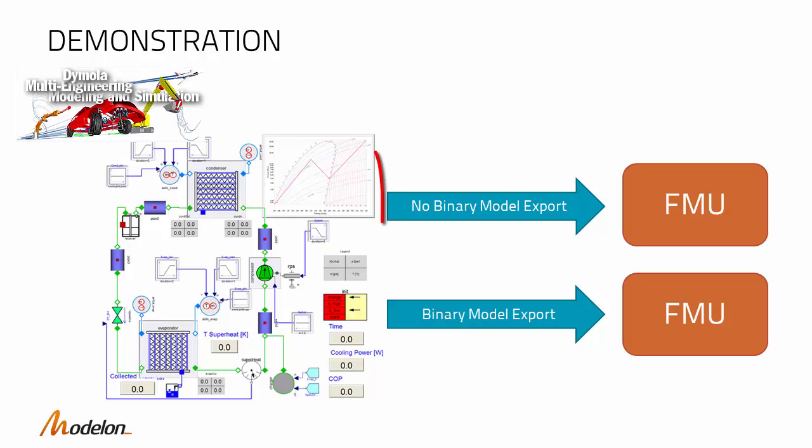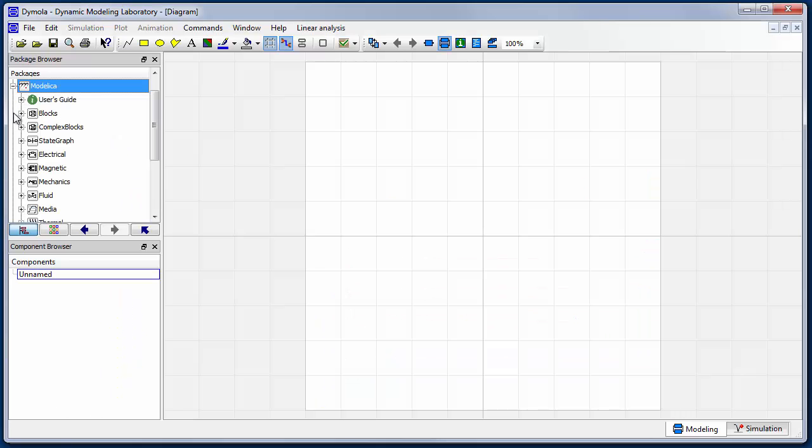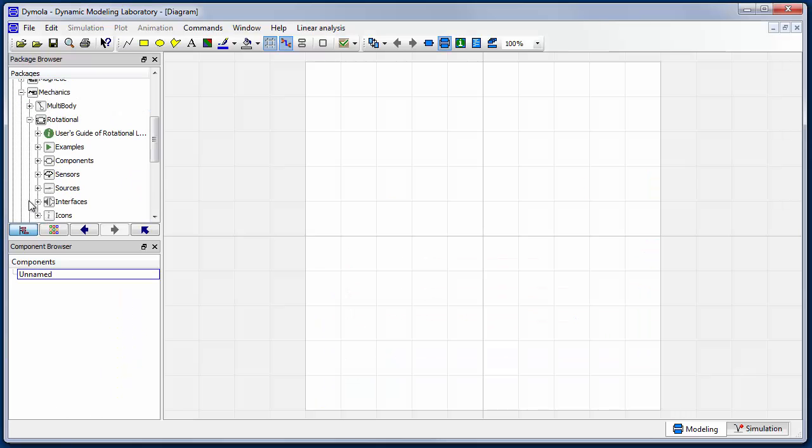As an example, let's generate an FMU first with binary model export disabled, then with it enabled. First, open the model to use for generating the executable.